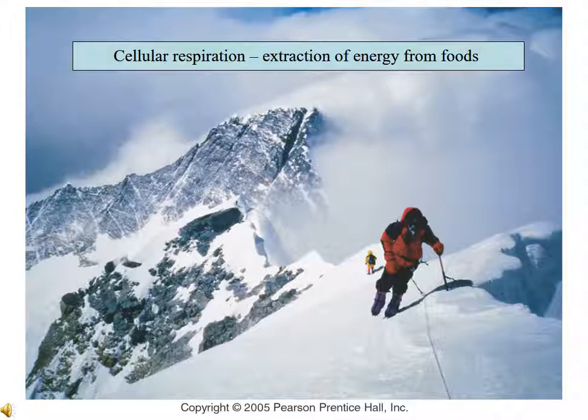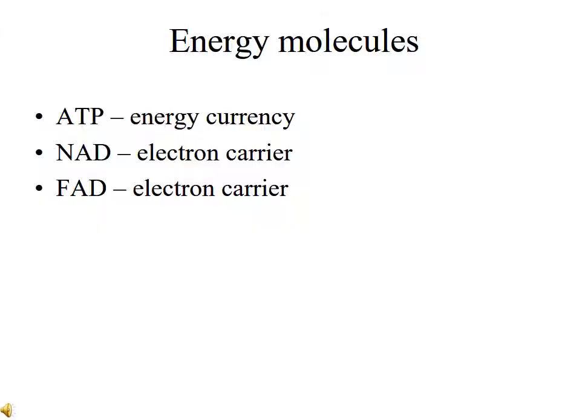Now that we have a reasonable understanding of energy metabolism, how energy is utilized in the system, let's see how we go about extracting energy through the process of cellular respiration, which of course is the extraction of energy from foods. Now, the important energy molecules that we need to understand is of course ATP, which is the energy currency.